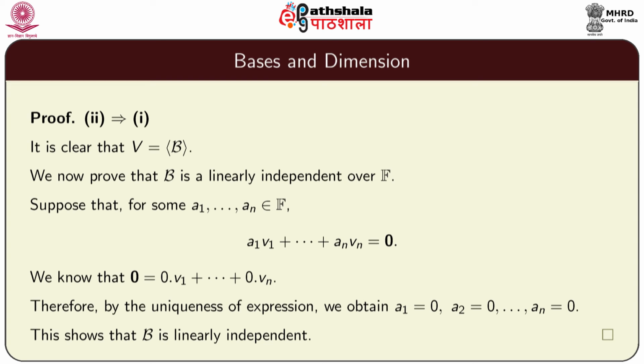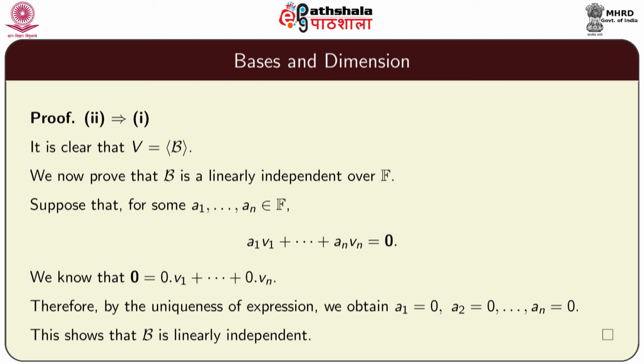The only thing that we have to prove now is that the set B is linearly independent over the field F. What does that mean? That means if we have scalars A1, A2, An coming from the field F, and if the linear combination A1 V1, etc. up to An Vn gives you the 0 vector, then we should be able to prove that A1, A2, etc. up to An are all 0.